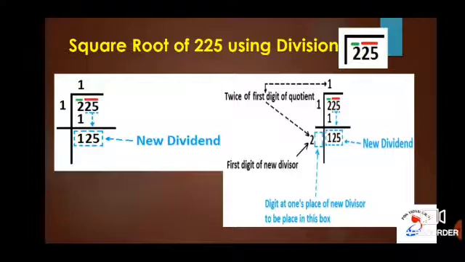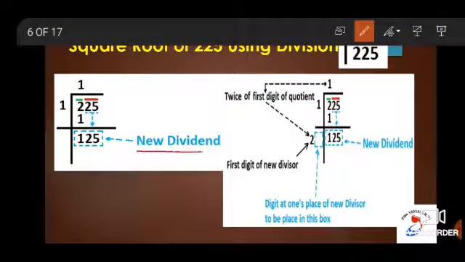So now you have got the new dividend as 125. Let us continue. After writing the first digit of the quotient, that is 1, whatever the quotient is here, you have to multiply this with 2. So here we have written 1. So 1 multiplied by 2 is 2.